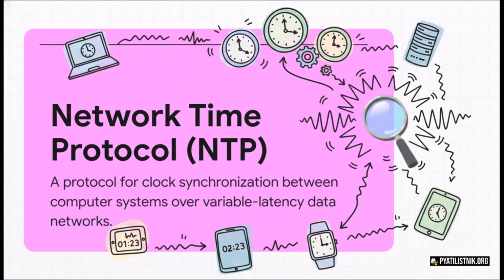Okay, so in simple terms, NTP is a universal language that all our devices use to agree on the exact same time. But here's where the magic is. It's designed specifically for the messy, unpredictable internet. It doesn't just ask, hey, what time is it? It cleverly measures the network delay, the round-trip time of its request, and then it accounts for it. This lets it sync clocks with incredible accuracy. We're talking down to the millisecond, even across entire continents.